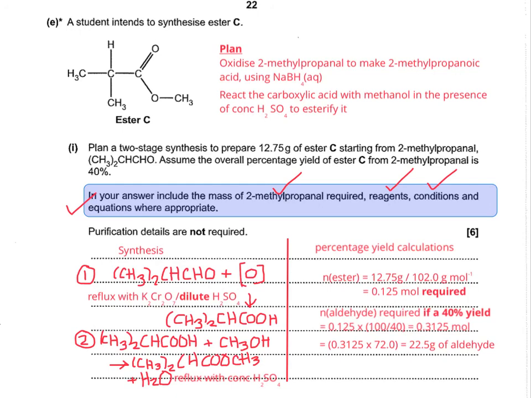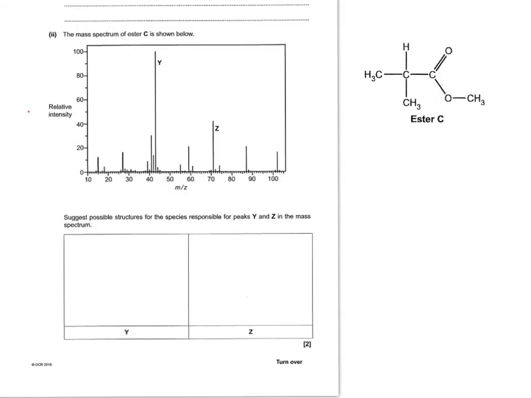So now let's go to the final part of the question. Here they're asking you to look at the mass spectrum of ester C and think about what the possible structures for the species responsible for peaks Y and Z are. So you need to think about what the m/z value and the mass of the actual fragments are. The mass of fragment Z is 71. If we think carefully about the masses of each of the fragments and where from the molecule they could have come, that now allows us to write in what the fragments are.